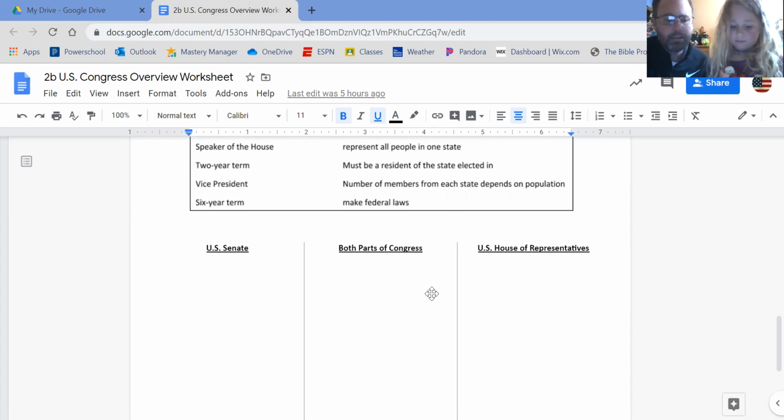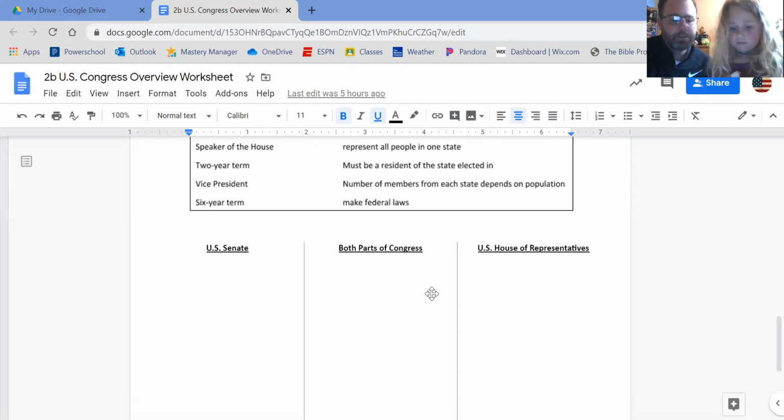In the U.S. Senate, we should have 100 members. You want to read them too? 100 members, 6-year terms, a vice president, 2 members from each state, represent all people of one state. All right, so that's what we should have in the U.S. Senate.